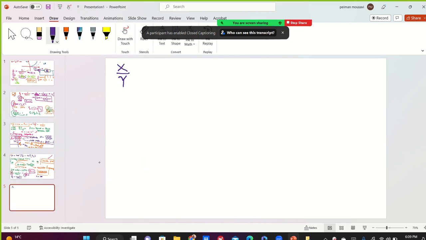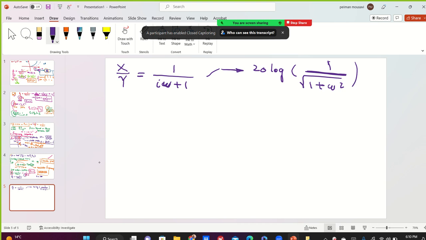So X over Y is equal to 1 over i omega plus 1. So I'm going to take 20 log of 1 over the amplitude of this. Amplitude of this is what? You tell me. Square root of 1 plus omega squared. You see that I'm taking the closed loop transfer function, the amplitude of that, and putting it here. See what I'm saying? Yes?